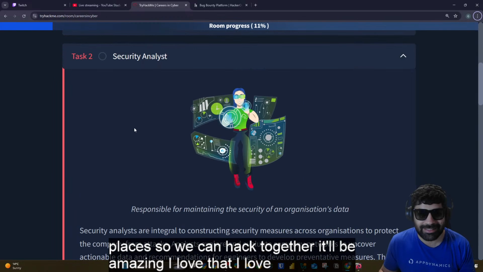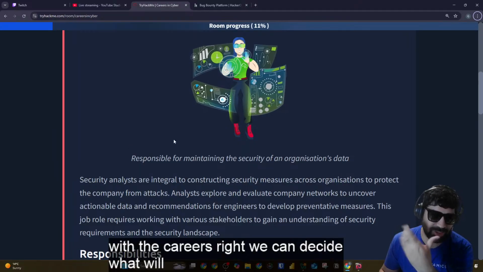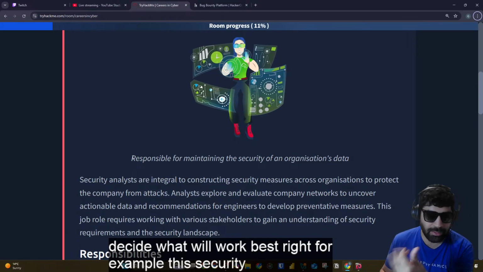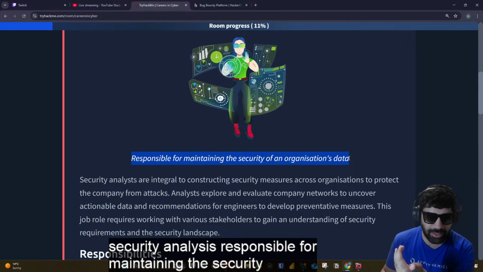I love that. And then with the careers, right, we can decide what will work best. For example, this security analyst one. A security analyst is responsible for maintaining the security of an organization's data.